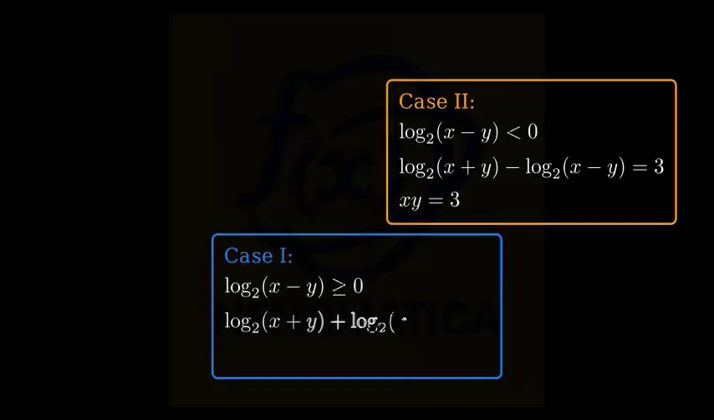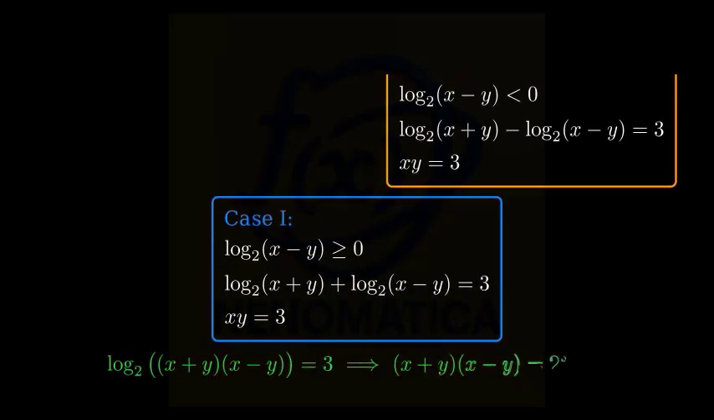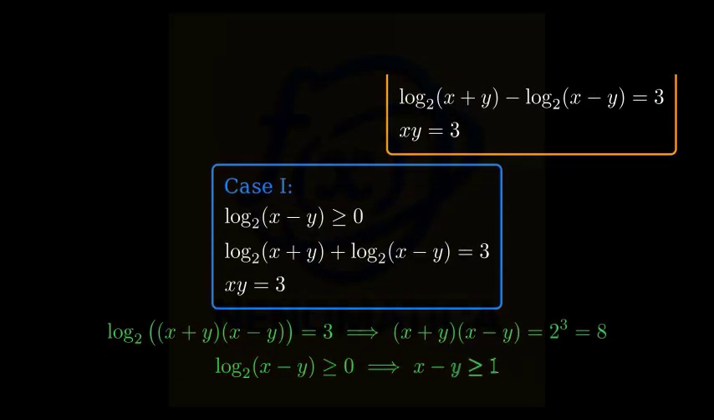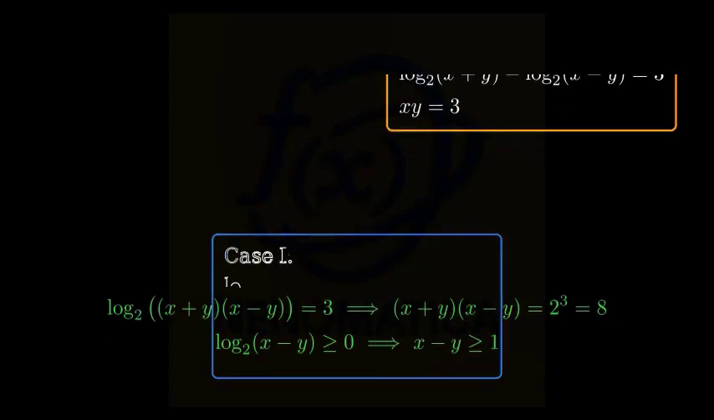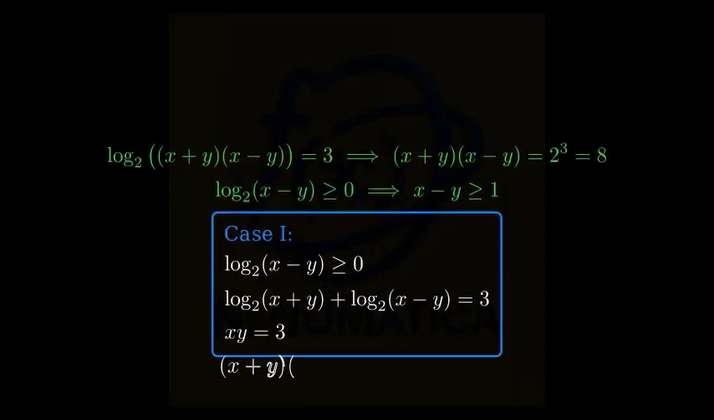Let us work through case 1. Adding logarithms gives the product rule. So log base 2 of x plus log base 2 of x minus y equals 3 becomes log base 2 of the product (x plus y) times (x minus y) equals 3. And log base 2 of x minus y at least 0 means x minus y is at least 1. Converting the logarithmic equation to exponential form gives (x plus y) times (x minus y) equals 2 to the third, which is 8. We now combine the relations with xy equals 3.